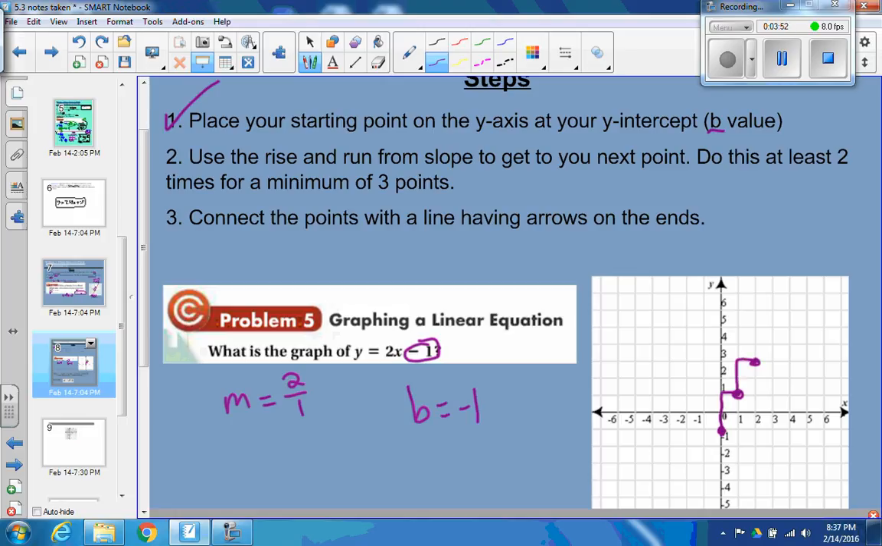You can keep going like this forever. It'd be up 2 and over 1. Up 2 and over 1. You can even go backwards. We go back 1 and down 2. But then, that's step 2. We got plenty of points. Connect the points with the line, having arrows at the ends. So we're going to connect it. Makes a nice line if you draw it straight enough. And that's how you graph a line when it's in slope-intercept form.